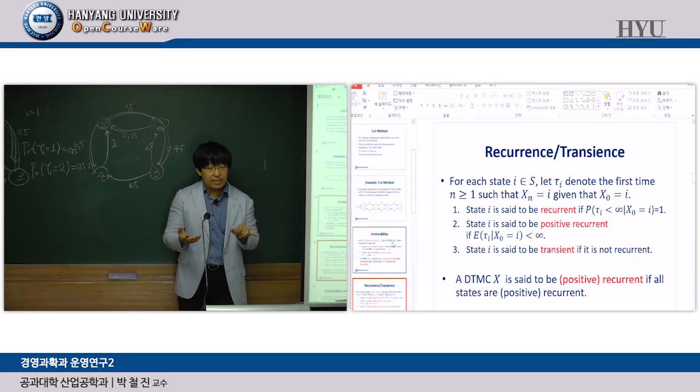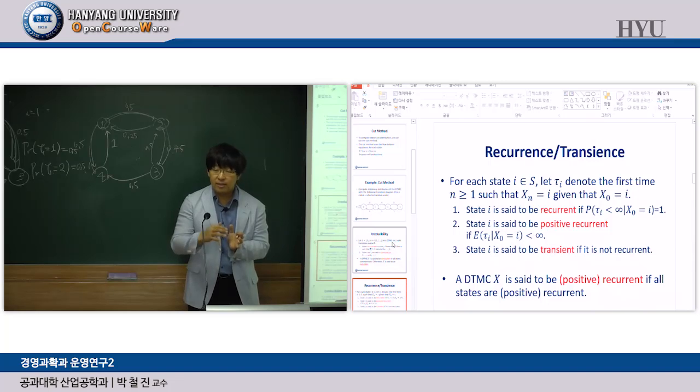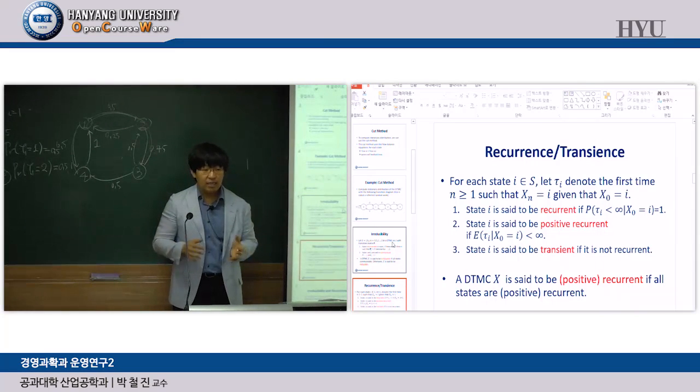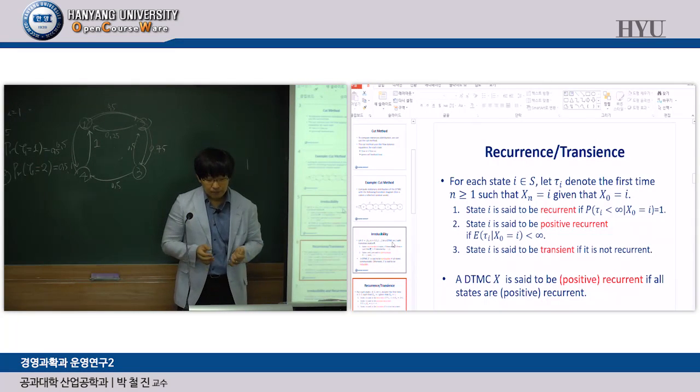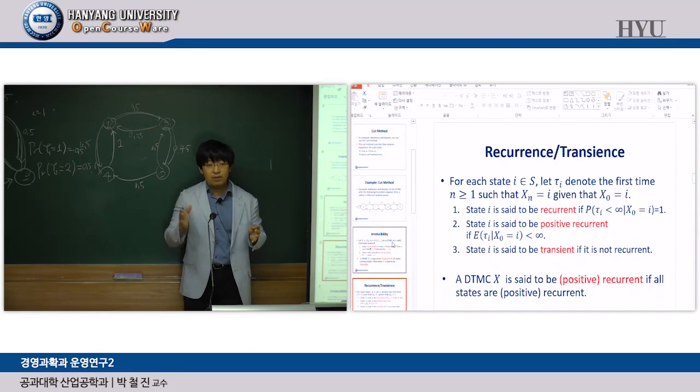So each state has one of these properties: recurrence or transience. Positive recurrence is a smaller concept than recurrence, included in recurrence. So largely we can determine whether a state is recurrent or not. Not recurrent means transient.